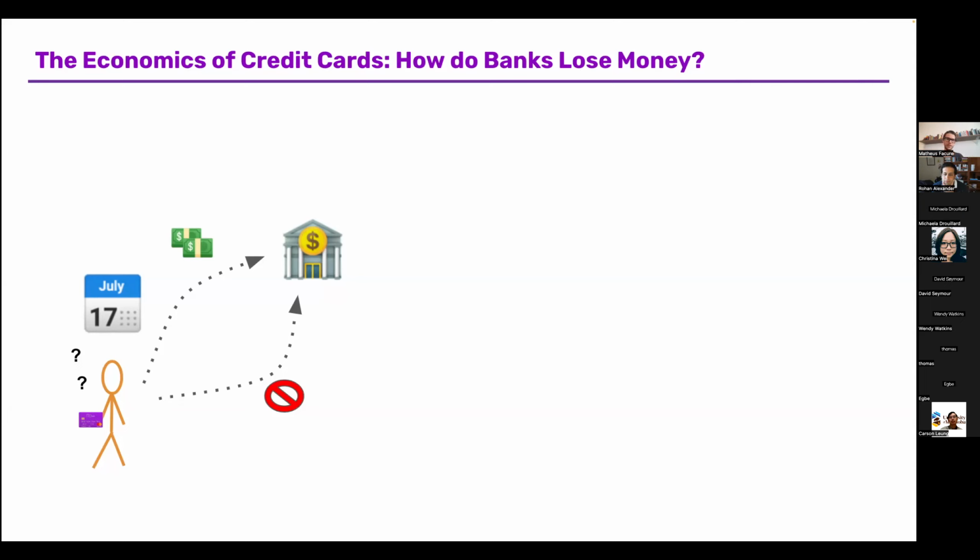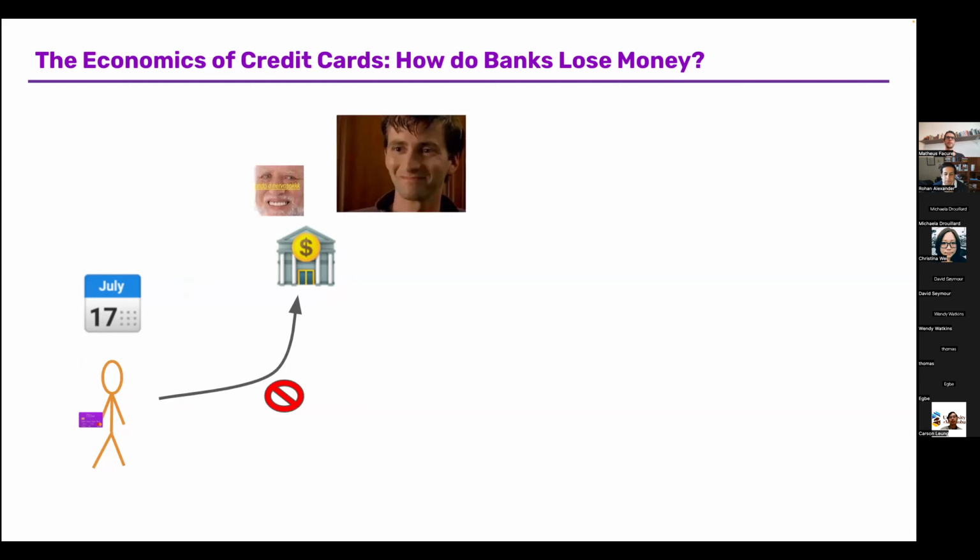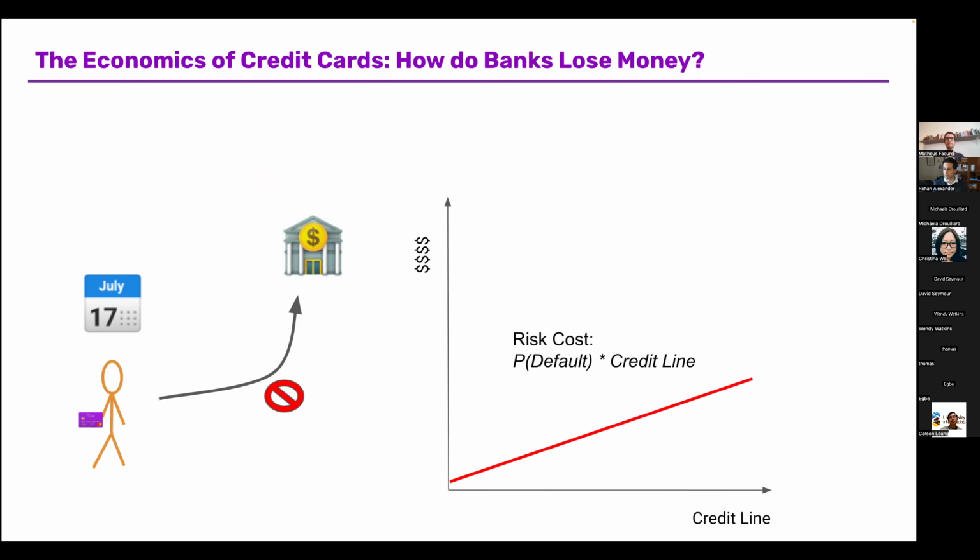First things first, how does a bank lose money? This is very important. Essentially, at the end of every month, a customer has a decision. The customer can pay the credit card bill, or cannot pay the credit card bill. If the customer chooses not to pay the credit card bill, that's how the bank loses money. We give money to people and they don't pay us back. This is the way that banks lose money.